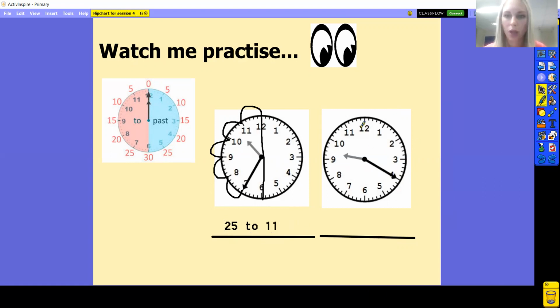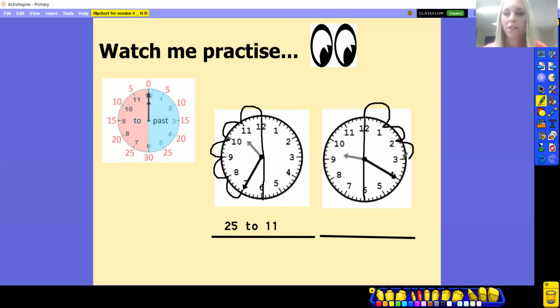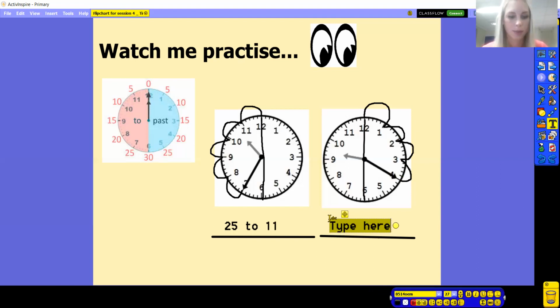Let's do the other one. My clock in 2. I can see my minute hand is on the past side, so that's the side I'm going to count on, starting from 0, counting in 5s. 0, 5, 10, 15, 20. So it's 20 on the past side. So 20 past. Now I need to have a little look at my hour hand to see what number it's gone past. And it's past the 9. 20 past 9. So that's me having a practice.